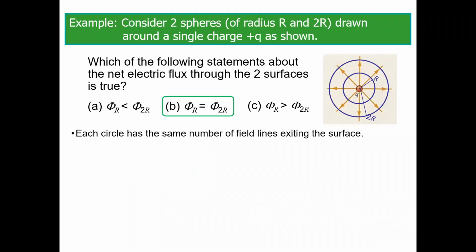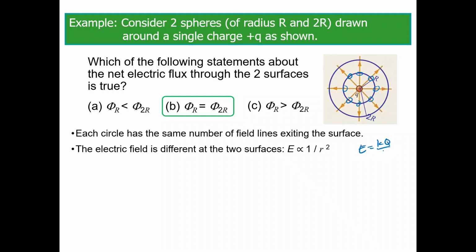Each circle has the same number of field lines exiting the surface. 1, 2, 3, 4, 5, 6, 7, 8. Okay, so we have the same number of field lines. Our electric field is different at the two surfaces, though. Our electric field is proportional to 1 over r squared, we know that because our E is kq over r squared. So even though they have the same number of field lines, the electric field is actually weaker further out.